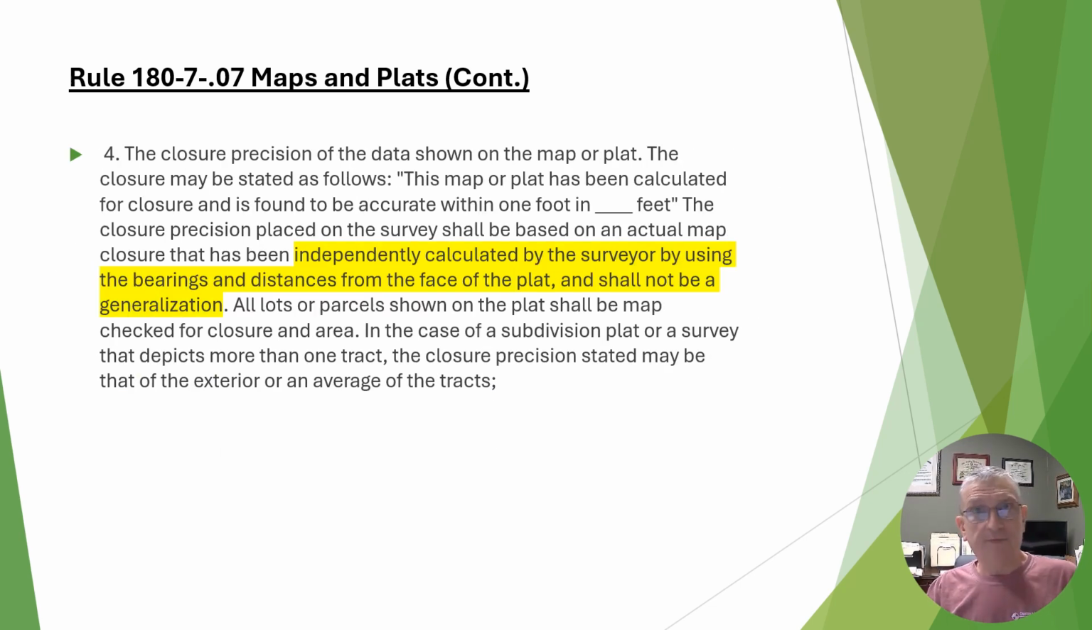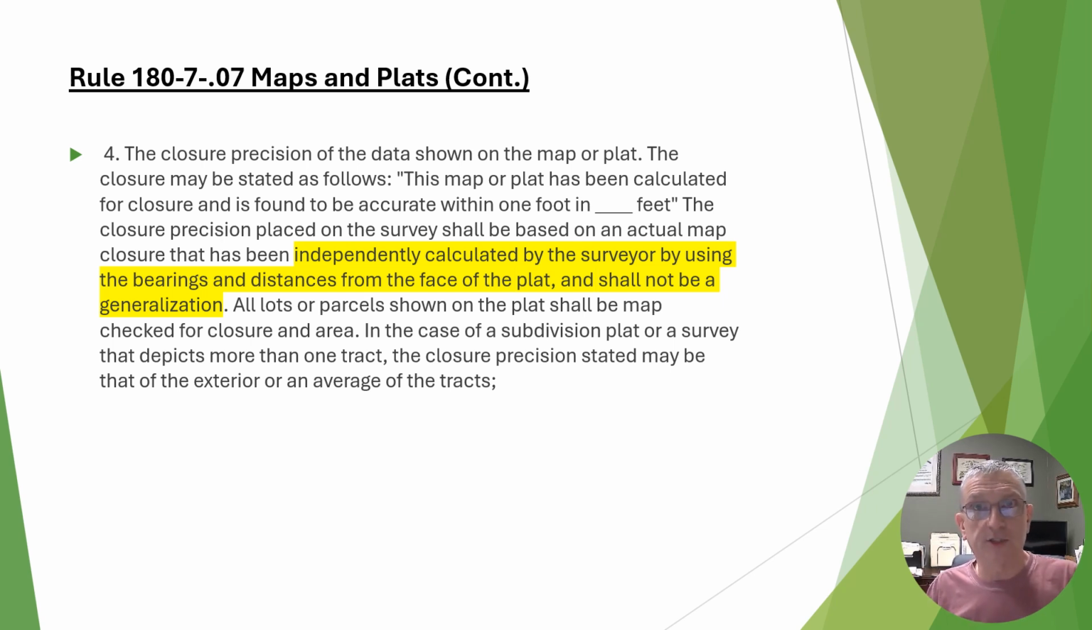Map closure. We have to run an independent map closure of the bearings and distances on our plat. This is not an option. If your software kicks out a closure number, that's great. If everybody's doing their job, you'll come up with the same number when you independently run the map check off of your plat. Why is this important?